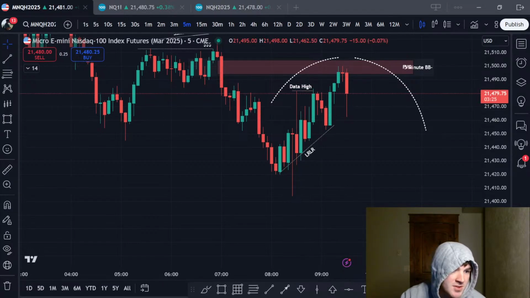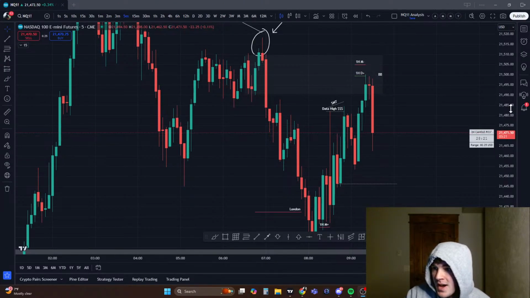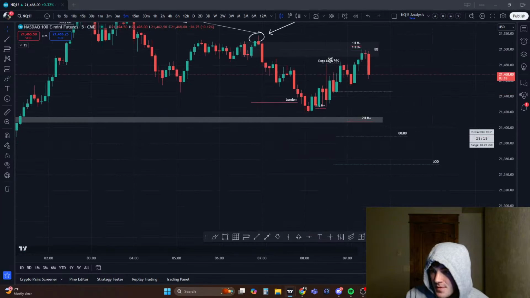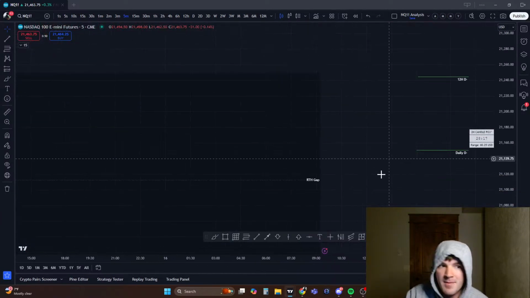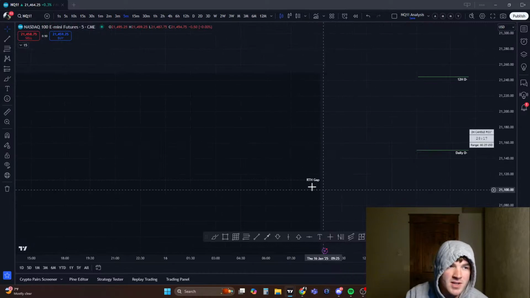And then I can show you my other screen real quick. This is the analysis that I did this morning. We have low of day below, and then the higher time frame, like we have these stat map levels down here, and we have the RTH gap, which I think should eventually get filled.